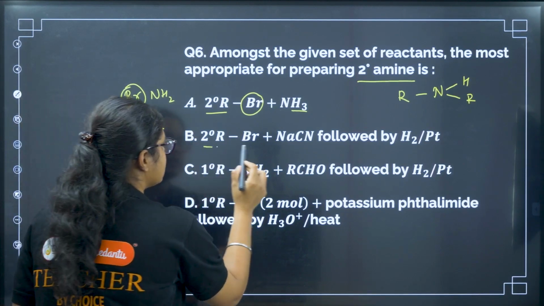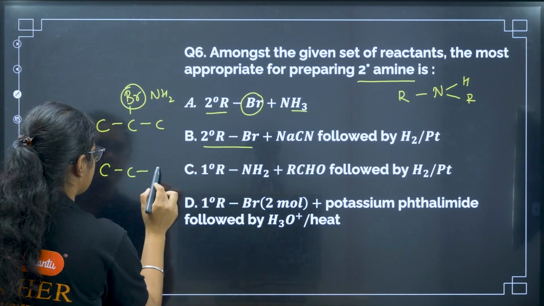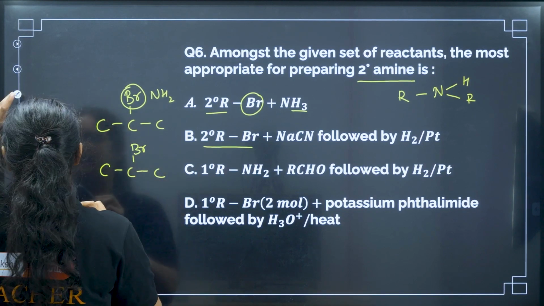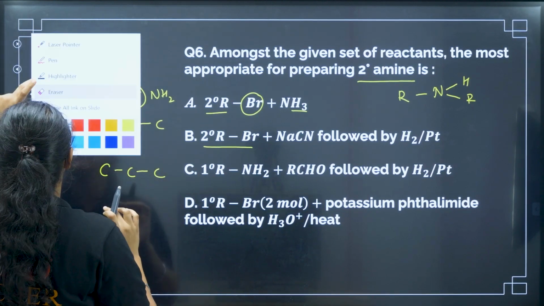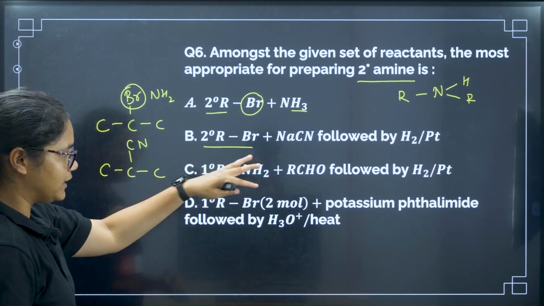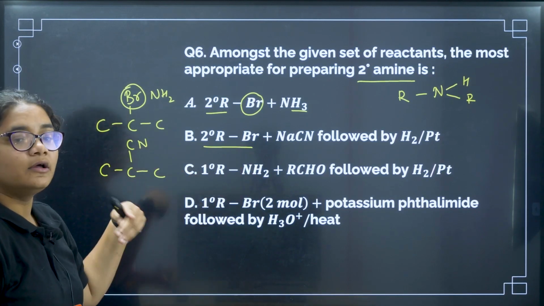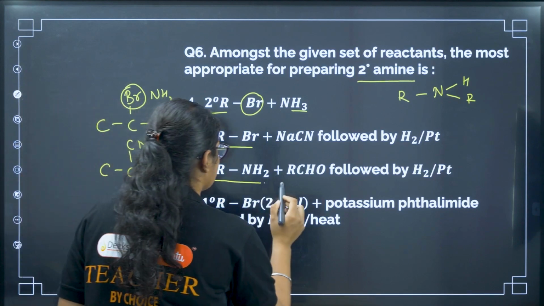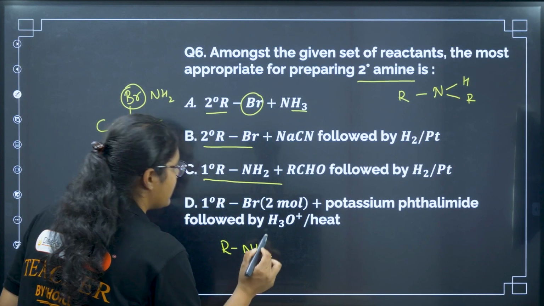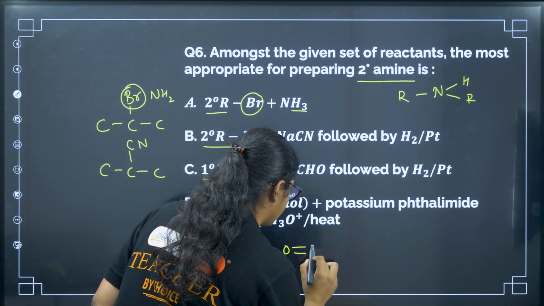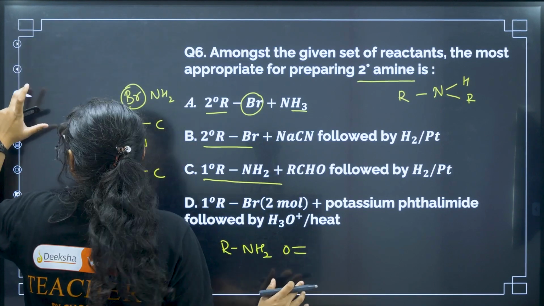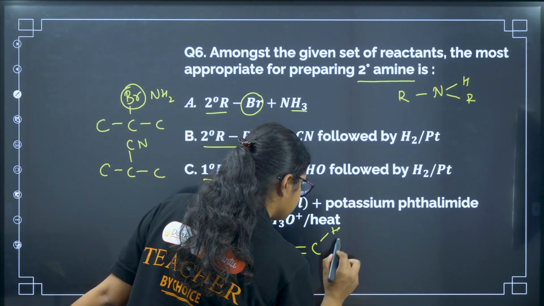Now, if you see this one, a secondary alkyl halide, and you treat it with NaCN, NaCN will give you CN. Then when you hydrolyze it or treat it with H2 and palladium, we'll get CH2NH2, which is again a primary amine. Now you see this one, a primary amine, that is RNH2, treated with RCHO. So we will have CH and R.